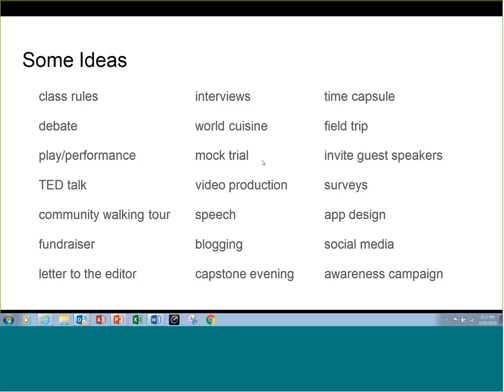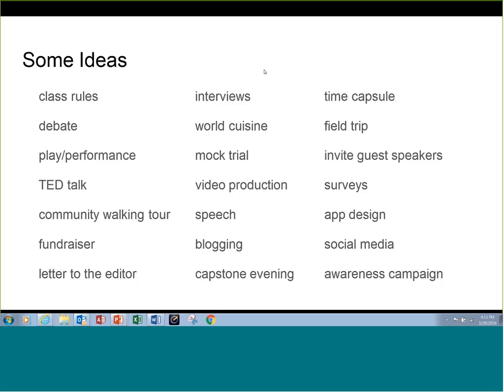So certainly class rules is a great way, no matter the level, to get students involved and making their own decisions about their own particular class environment. Debates, plays, performances, anything where students might, for example, convey a historical time period through something that's very creative. I thought of something like a TED Talk, where students might take on an issue and give a 5 or 6 minute TED Talk, maybe even record it.